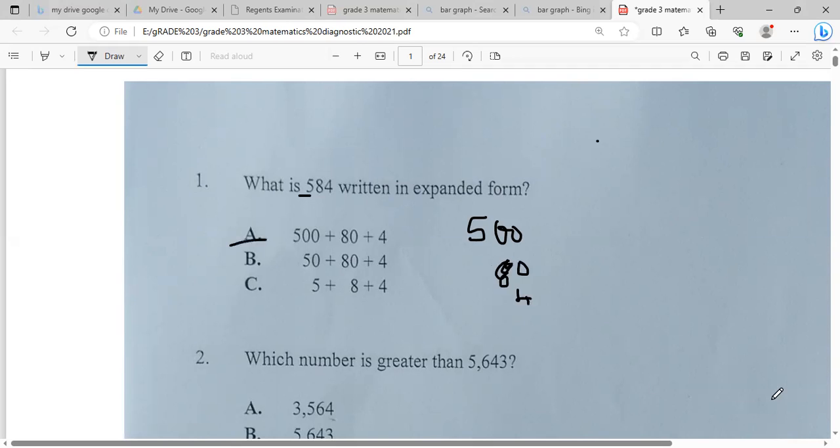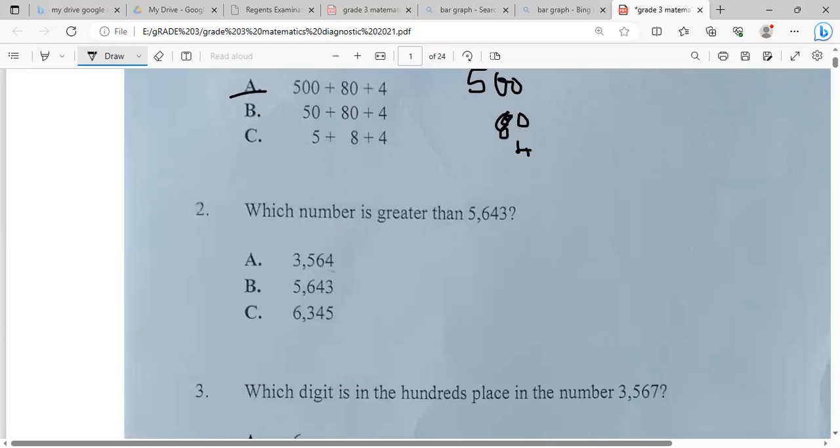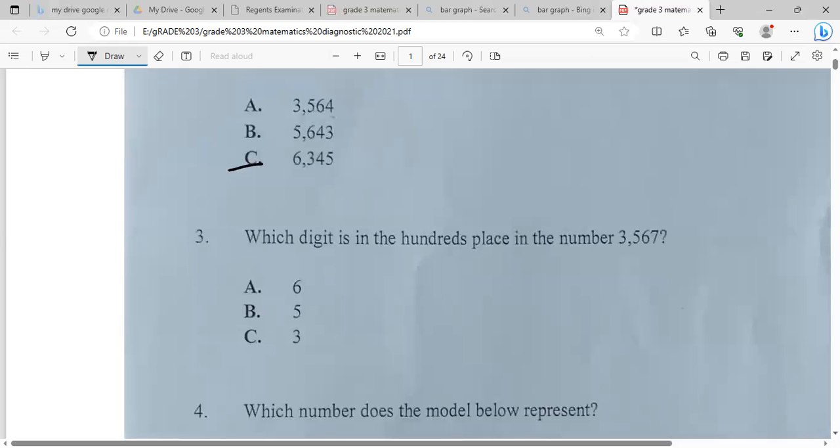Very nice question. They always start off nice and easy with these. Which number is greater than 5,643? Again, since we have 6,345, that would be greater. All right, so let's move on to number 3. Which digit is in the hundreds place in the number 3,567? Notice I said 500, so that means it's 5.